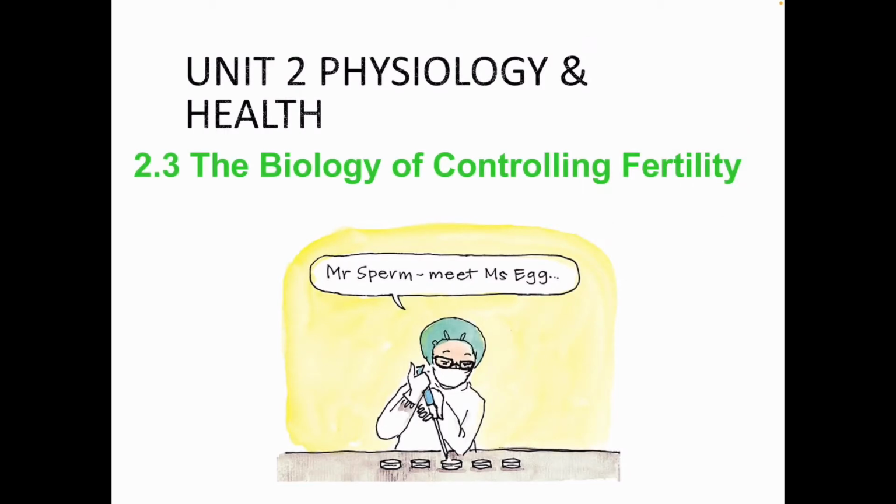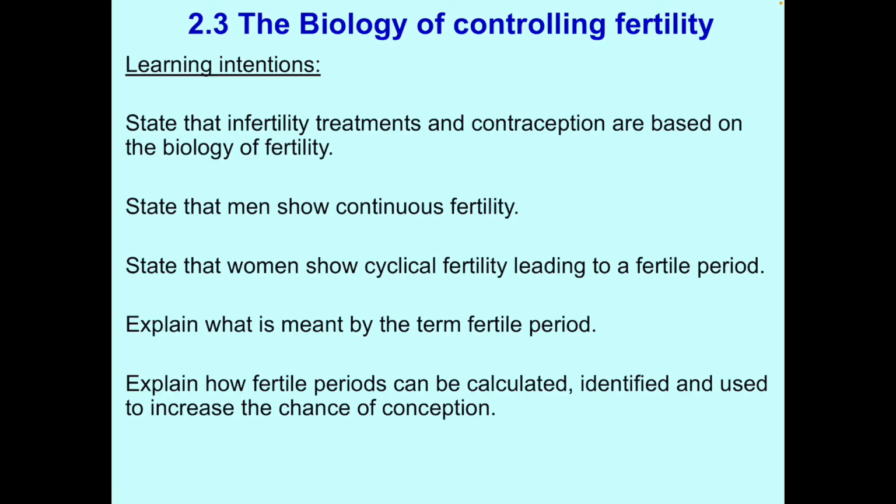This video is going to cover the basics of the biology of fertility. By the time we finish this, you should have an understanding of what is meant by continuous and cyclical fertility, what we mean by the term fertile period, and how that information can be used to calculate the best chance of conception. And at the end of this, we'll do a case study.